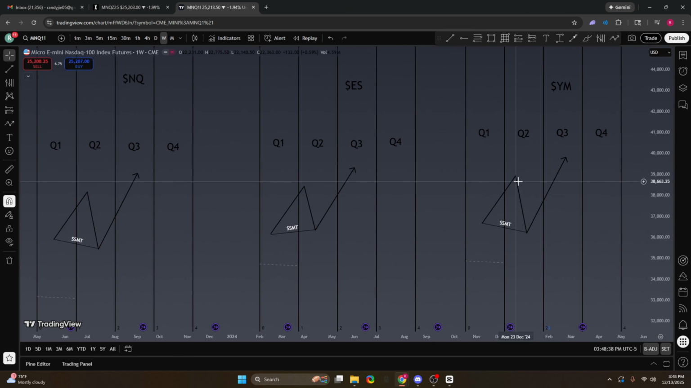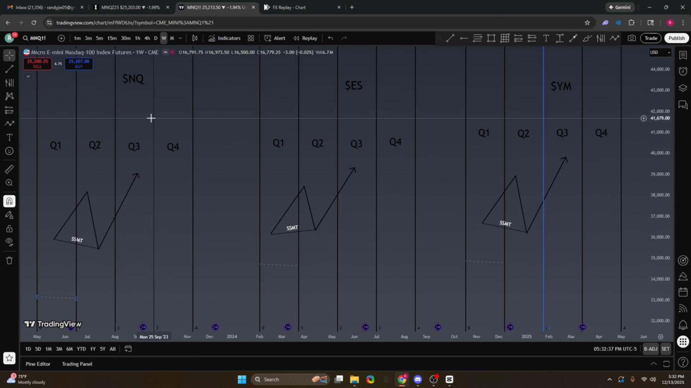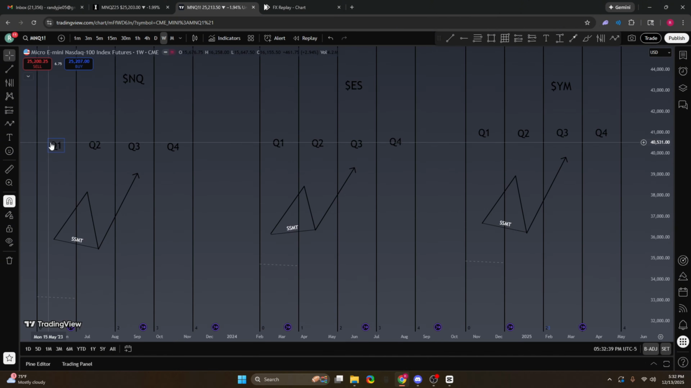Now, SSMT or sequential SMT is basically just a time-based SMT where one of the assets, NQ, ES, or YM, takes a low or high from the previous quarter and the others don't. It has to be with the previous quarter, so Q2 would be Q1, Q3 would be Q2, Q4 would be Q3, and Q1 will be Q4 since it resets. It can't be Q1 with Q3, Q4 with Q2. It has to be back to back.